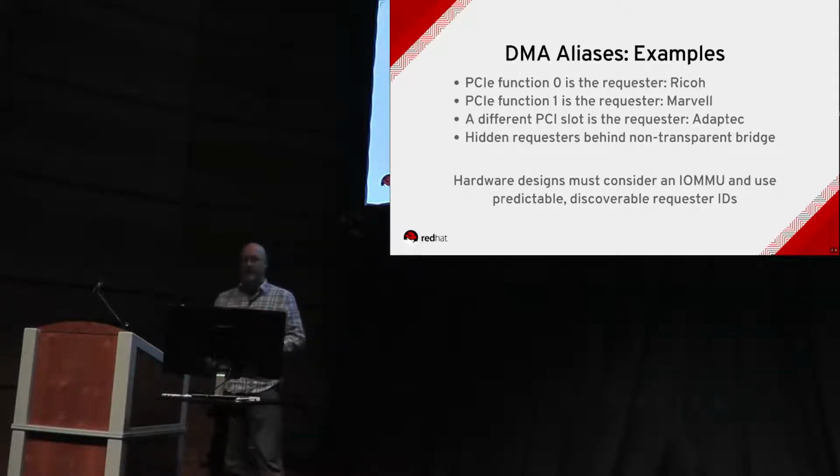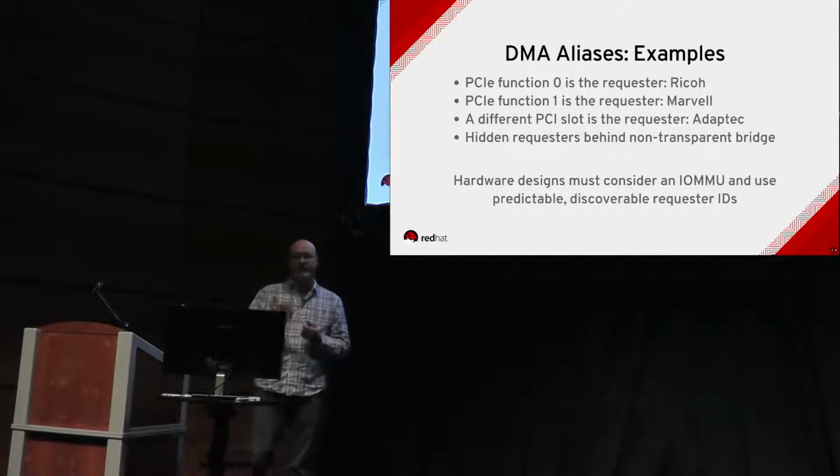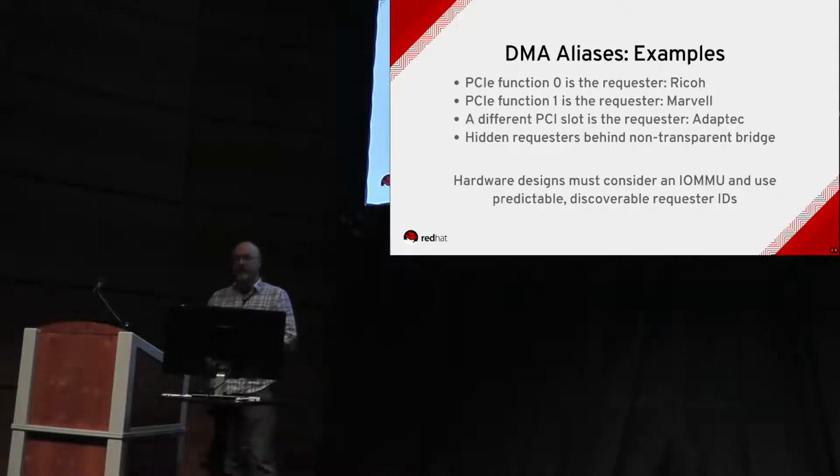So these non-transparent bridges are often used for connecting two nodes of a system together, and you have proprietary drivers that communicate across those bridges. So the host system can't actually see what it is that's generating the DMA. And so far, we've been using quirks to fill in those gaps, to let the IOMMU know what to expect is coming across that bridge. So the advice here for avoiding quirks is, of course, that hardware designs must consider the IOMMUs and use predictable and discoverable requester IDs. We may still have an ongoing problem with non-transparent bridges until we have some sort of architectural specification of how to handle those, though.